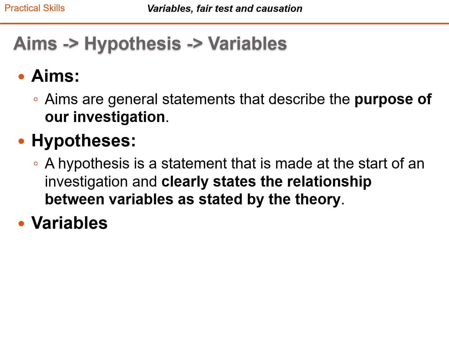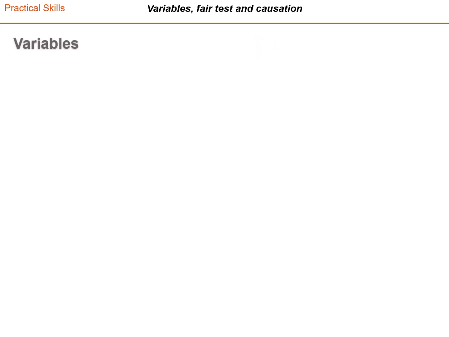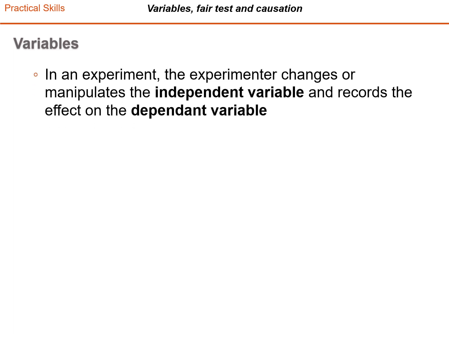And then lastly, the variables. Once we've got a clear relationship proposed through the hypothesis, the variables can be identified, and these will be the things that can be measured, the things that can be adjusted that are in the hypothesis. So in any experiment, the experimenter seeks to change or manipulate the independent variable, and the experimenter will then record the subsequent effect on the dependent variable.